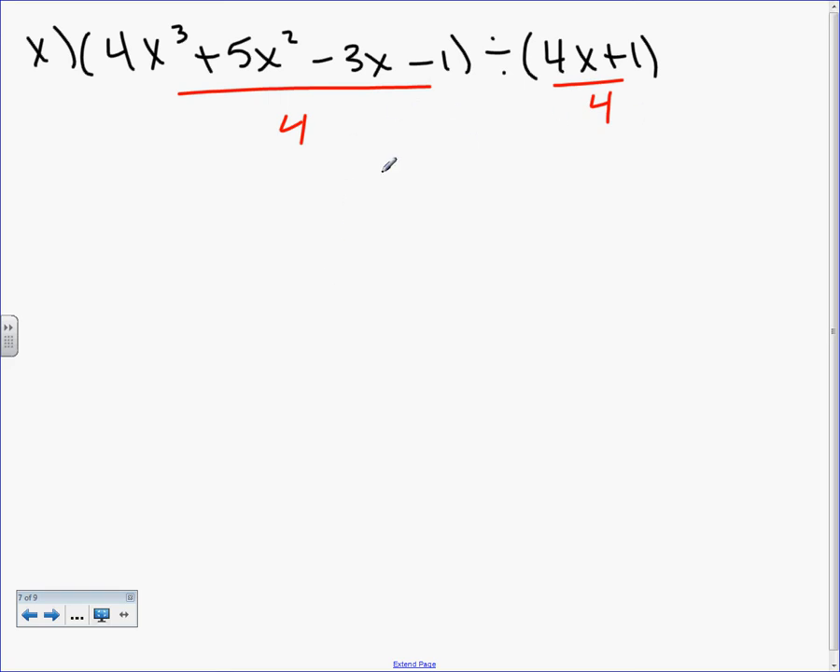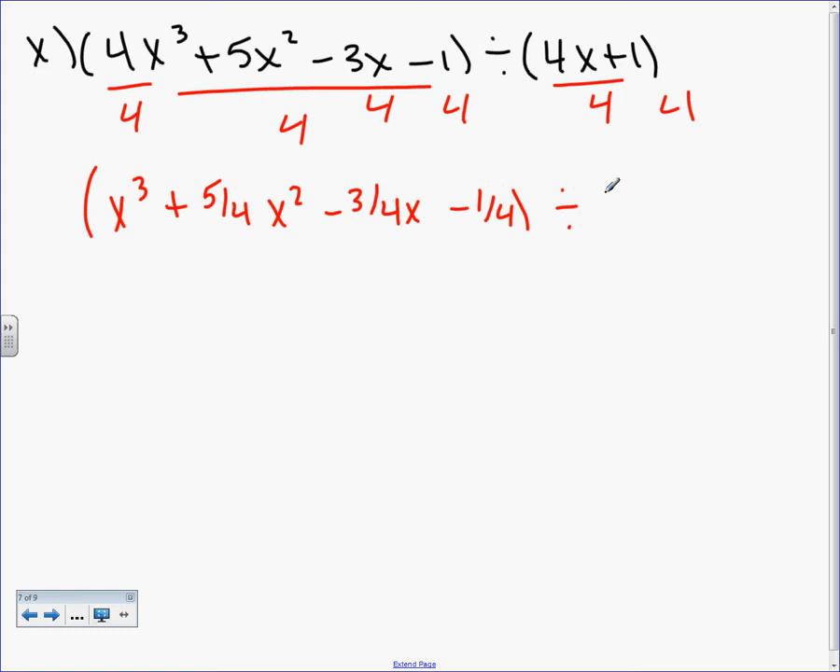If you know you're going to mess that up, you could put just an over 4 under every single piece. Do you get what I'm saying? Some people are going to screw that up, so don't put over 4 on everything, all right? So this is going to be x cubed plus 5 over 4x squared minus 3 over 4x minus 1 over 4 divided by x plus 1 over 4. I know that doesn't look pretty. You're going to be fine.